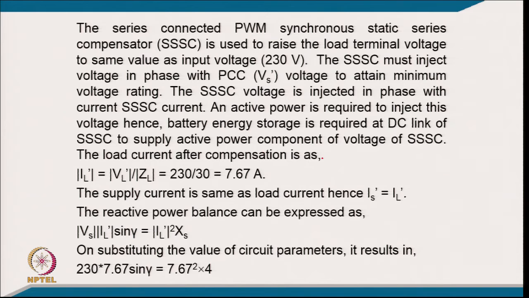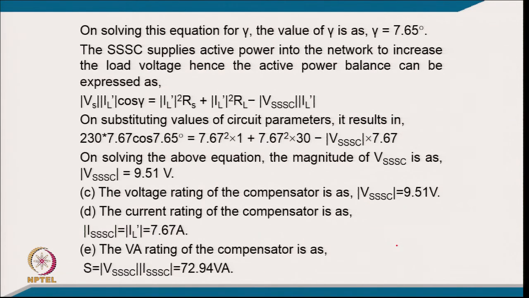The load current after the compensation, because the voltage is regulated to 230 volt and 30 ohm is the load impedance, comes to 7.67 ampere, and the load current and source current are the same. The reactive power balance can be expressed from this, and we can find the angle corresponding to this at which the voltage is to be injected, 7.65 degrees. The SSC supplies active power into the network to increase the load voltage. Hence, the active power balance can be expressed.